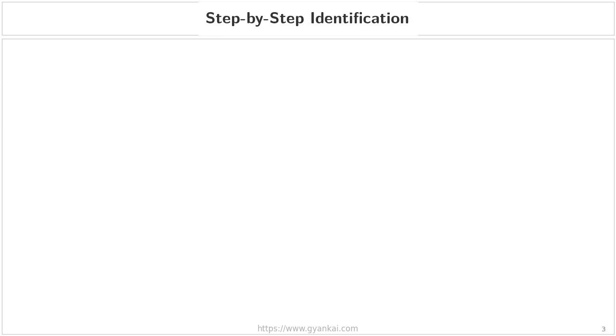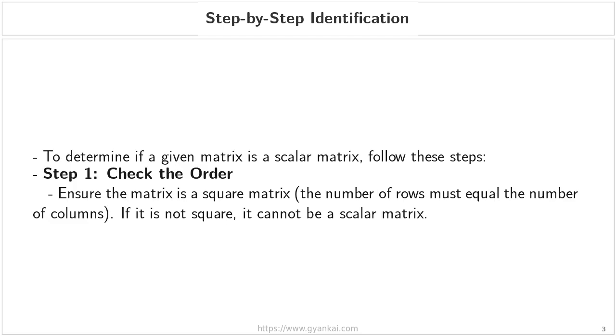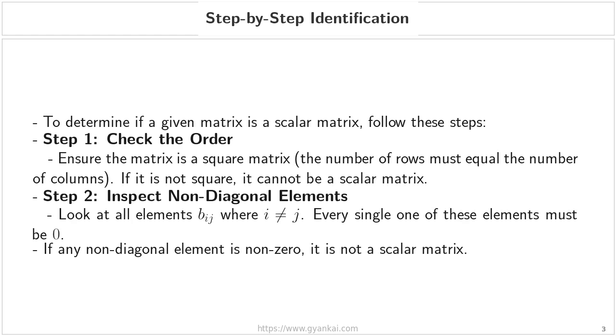Step-by-step identification. Now that we have established the formal definition, let us look at how to practically identify a scalar matrix. To determine if a given matrix is a scalar matrix, you should follow these 3 systematic steps. First, we must check the order of the matrix. You need to ensure that it is a square matrix, which simply means the number of rows must be exactly equal to the number of columns. If the matrix is not square, it cannot be a scalar matrix, and you can stop your evaluation there. Once you have confirmed the matrix is square, proceed to step 2.